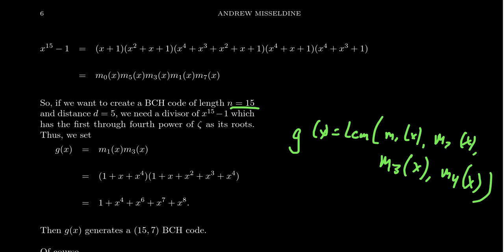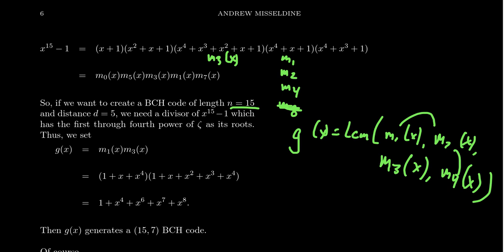But notice here that M1, which is this one, has zeta 1 as a root. It also has zeta 2 as a root. It also has zeta 4 as a root. It also had zeta 8 as a root, but I don't really care about 8. So this one actually takes care of all of these. So these three are actually all the same polynomial. Okay, so we get M1. What about M3? M3 was this one right here. It has zeta 3 as a root. Of course, it also has zeta 6, zeta 9, zeta 12 as a root as well.